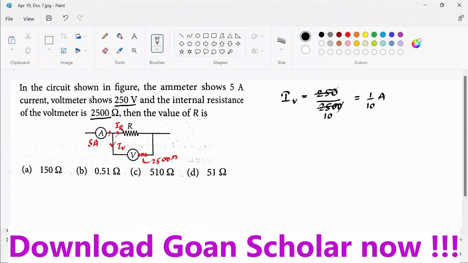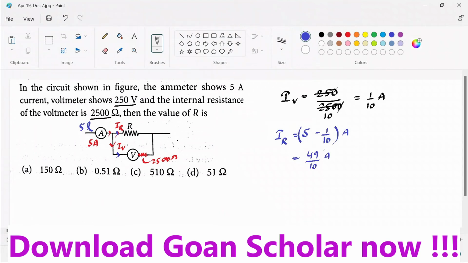Can I find the current which is across this resistance R? Yes. What will be IR? That will be 5 minus 1 by 10. Sir, how do we know that? If 5 liters of water is coming here and 1 by 10 liter is going here, then how much is going in the remaining one? There is no other branch. So it has to be 5 minus 1 by 10 amps. So that will be 50 minus 1, 49 by 10 amps or 4.9.